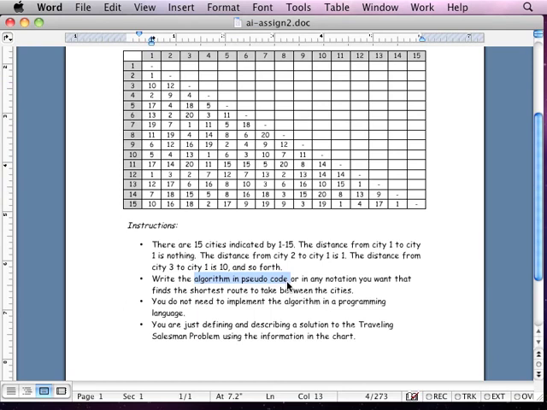Write pseudocode. And I'm going to show you how to do the pseudocode in a few minutes, when we go through the lecture. Use any notation that you want. The pseudocode is going to find the shortest route to take between the cities. So you do not need to implement the algorithm in a programming language. You just define and describe a solution to the traveling salesperson problem using the information in the chart, giving the shortest route to travel through 15 cities in the shortest amount of time.